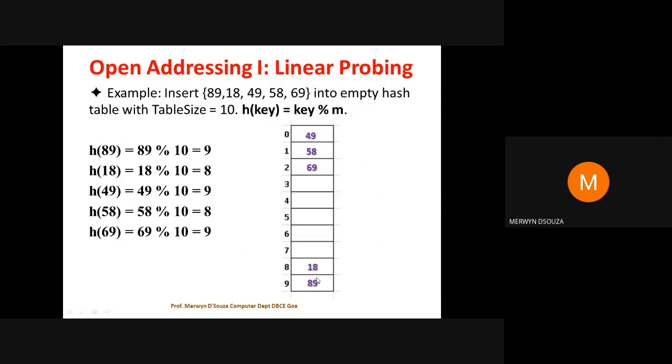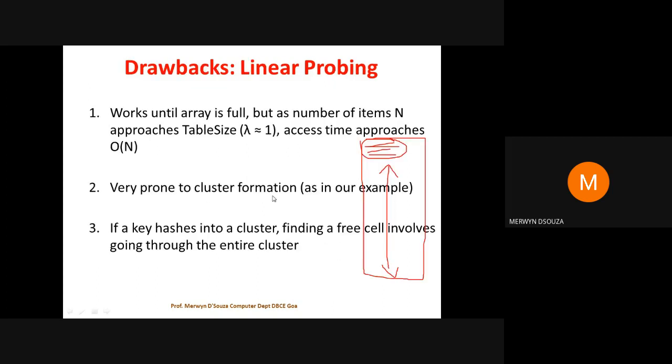All the values are inserted starting from index 8, 9, 0, 1, 2. Why? Because the values were similar. I was using a division mod function, or division hash function, and the data values were similar. All the values were either ending with 9 or ending with 8. So all these values were grouping together into one end of the table. You can see the middle section of the table is empty. So this kind is known as cluster formation.